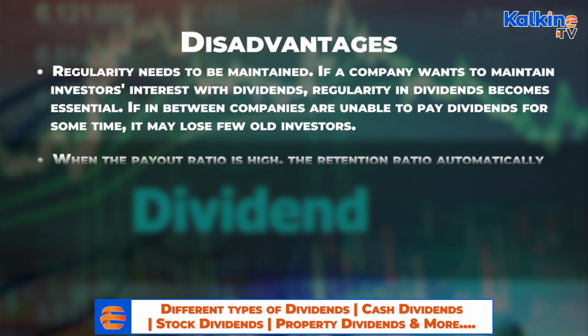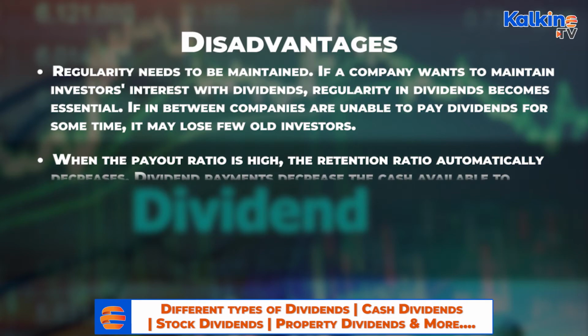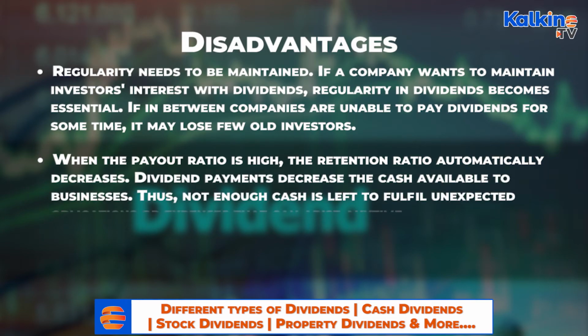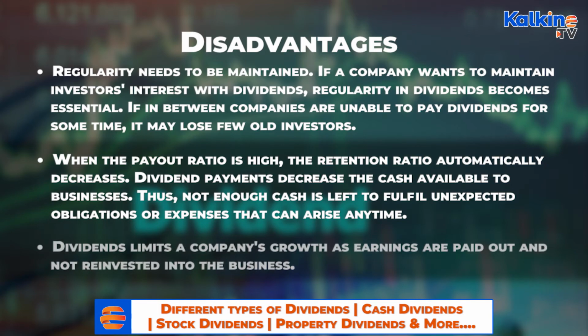When the payout ratio is high, the retention ratio automatically decreases. Dividend payments decrease the cash available to businesses. Thus, not enough cash is left to fulfill unexpected obligations or expenses that can arise at any time. Dividends limit a company's growth, as earnings are paid out and not reinvested into the business.